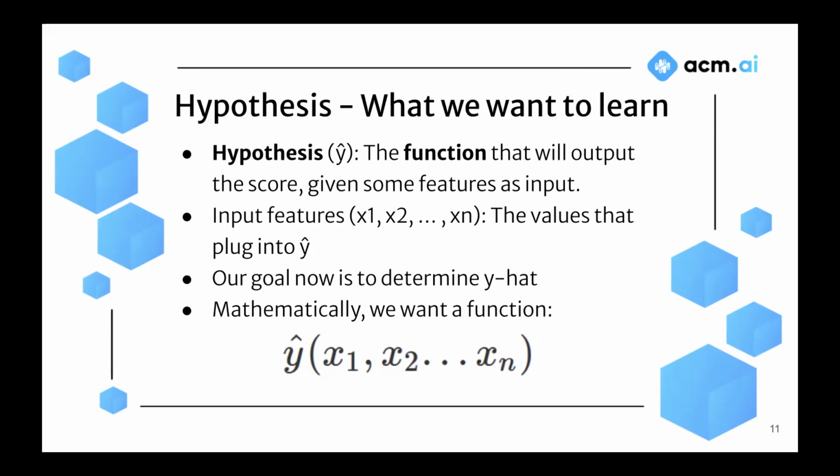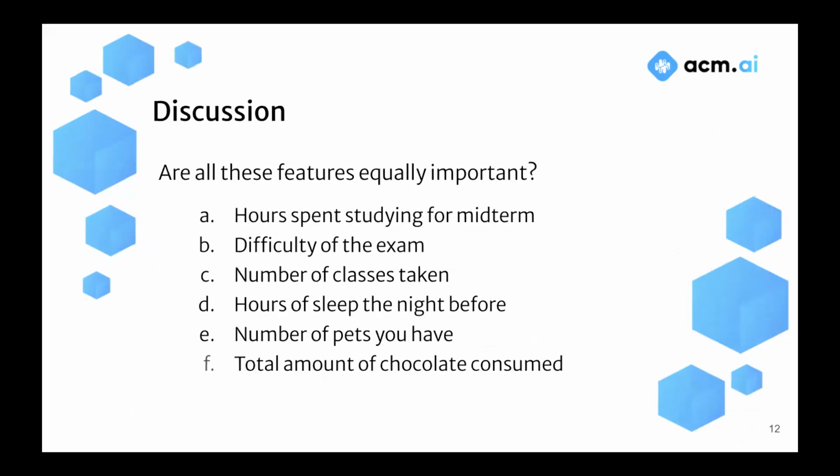Now we're going to try and figure out what this actually is, what the actual mathematical definition is. So there are input features, which are the values we plug into y hat. We call this y hat. And this is the function that we're going for. Okay, we have to determine y hat. We have to make our hypothesis into the actual function. Next slide.